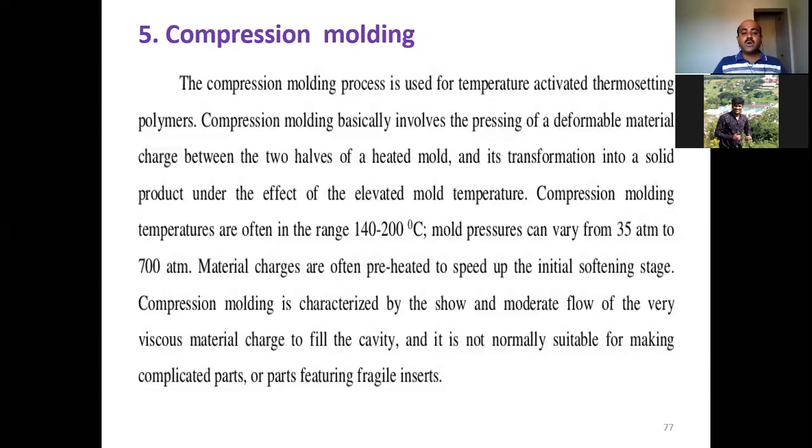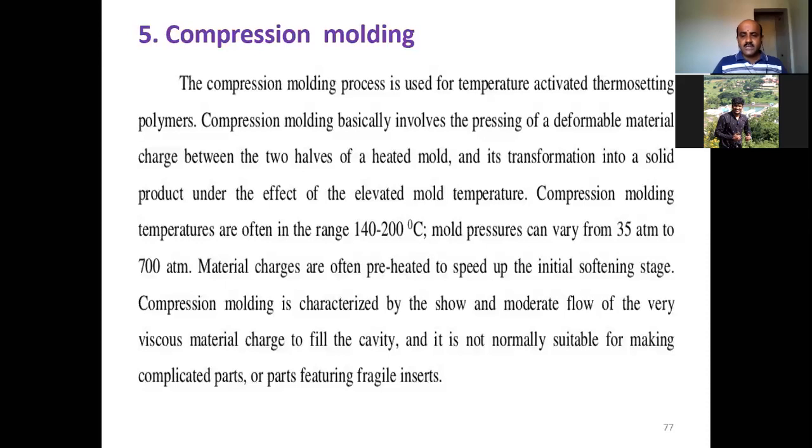Compression molding temperatures are often in the range of 140 to 200 degrees centigrade. Mold pressures can vary from 35 atmosphere pressure to 700 atmosphere. Material charges are often preheated to speed up the initial softening stage. Compression molding is characterized by slow and moderate flow of the very viscous material charge within the cavity, and it is not normally suitable for making complicated parts or parts featuring fragile pieces.